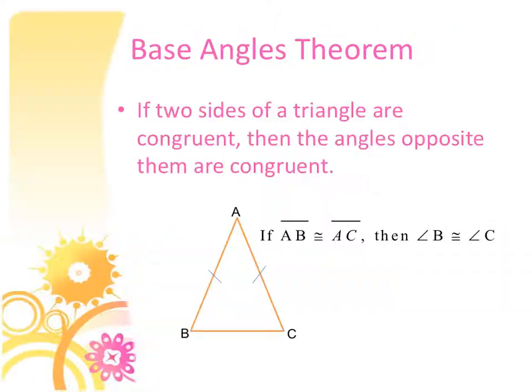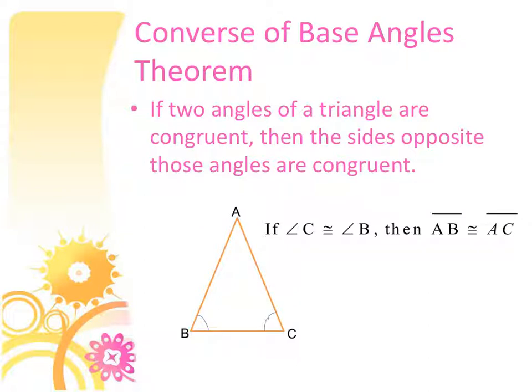All right, next is called the base angles theorem. And what this states is if two sides of a triangle are congruent, then the angles opposite them are congruent. So notice on the sides, I've got my tick marks here, my congruency marks. So that tells me that the angles across from them or opposite them are also going to be congruent.